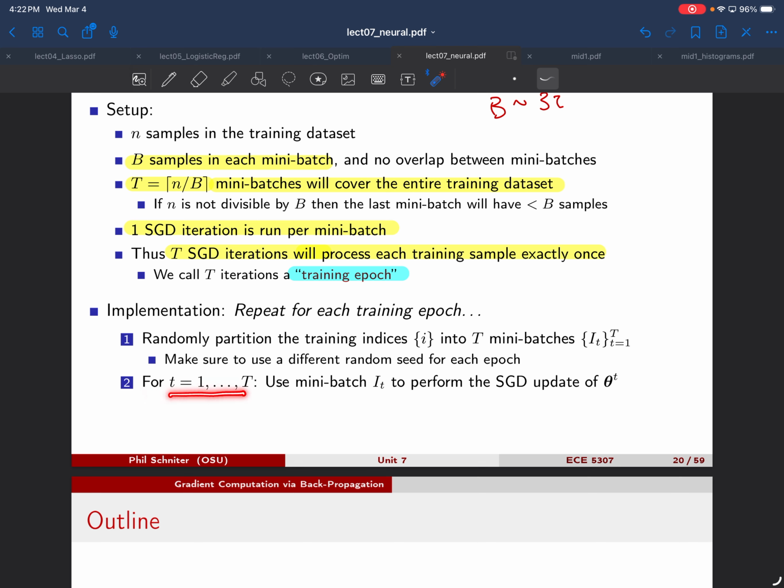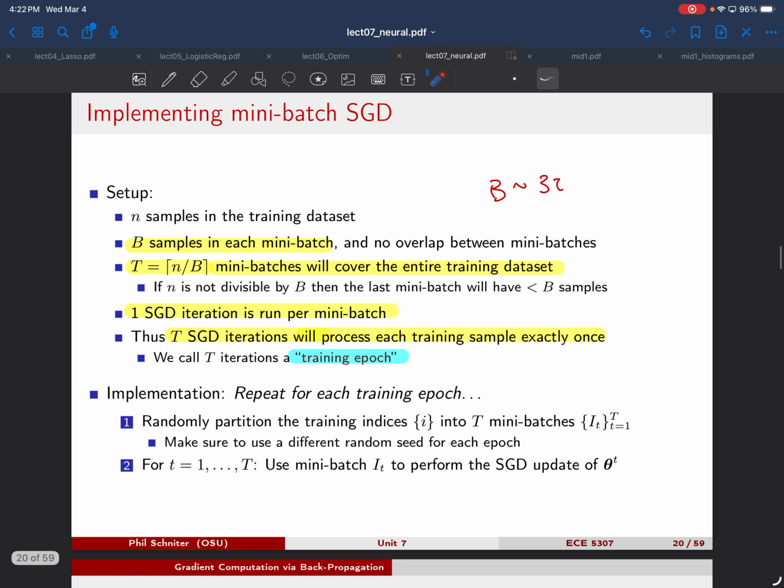For the training iterations, we have T mini batches. For each mini batch, indexed by little t, we use those indices I_t to perform the SGD update. Okay, so this is basically how we do it.